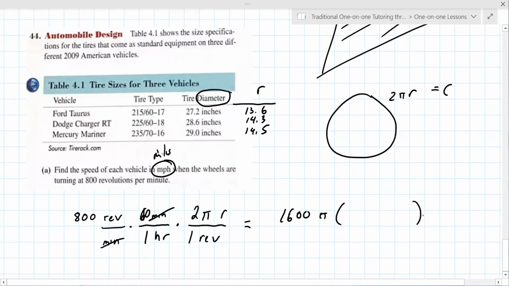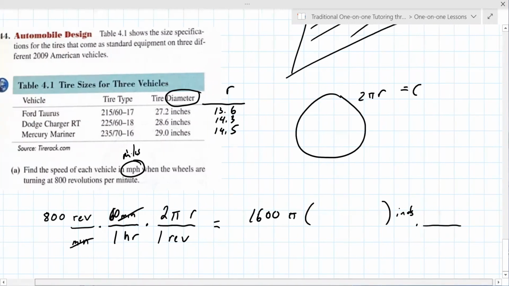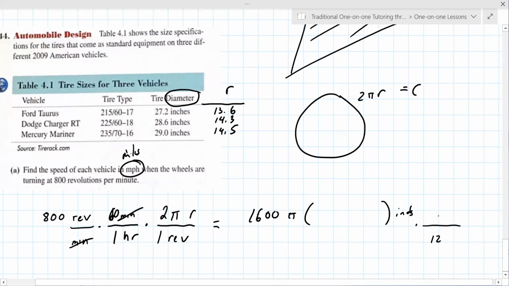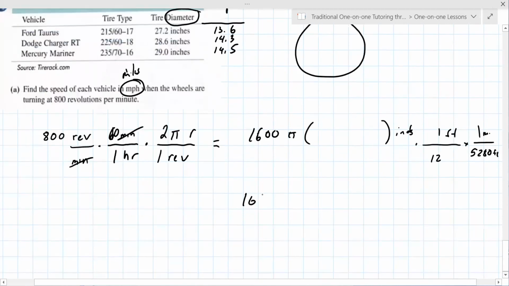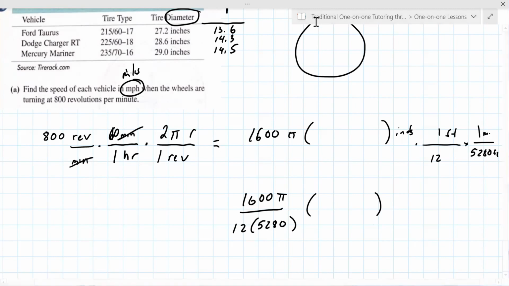Problem is that's not in miles. That number is in inches, so we're going to use that number in inches, and then we need to do the conversion from inches to miles. There's 12 inches in 1 foot, and there are 5,280 feet in 1 mile. So in short, you're going to do 1600 pi over 12 times 5,280, and for each one of these, you multiply by whatever that number is for the radius, because you have to do it for each of the wheels.